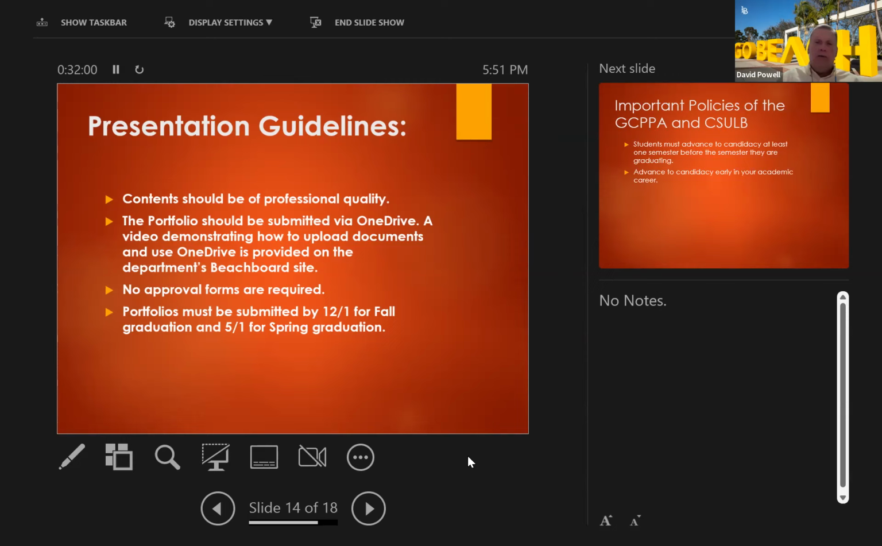There are due dates for the portfolio. So if you're graduating in the fall, your portfolio would have to be turned in no later than December 1st. If you're graduating in the spring, it has to be turned in no later than May 1st. So those are the deadlines for the portfolio. For your 5 cases, when you're in 697, if you're graduating in the fall, your 5 cases would have to be submitted by November 15th. If you're graduating in the spring, they'd have to be submitted by April 15th. So the deadline for your 5 cases is 2 weeks before the deadline for your student learning portfolio.